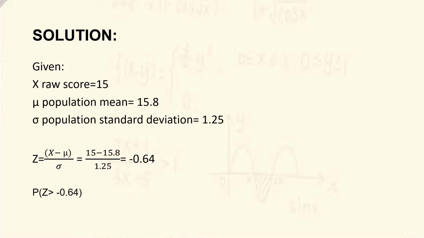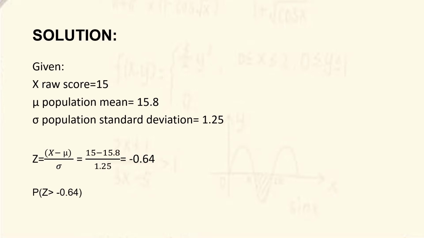Let us first specify the given. The raw score is equal to 15, the population mean is equal to 15.8, and the population standard deviation is equal to 1.25. In the problem presented, to find out the probability that a customer will spend more than 15 minutes to finish his transaction, we need to change 15 minutes to the standard score. Therefore, for us to get the standard score, we will be needing this formula. Z is equal to x minus mu all over lowercase sigma.